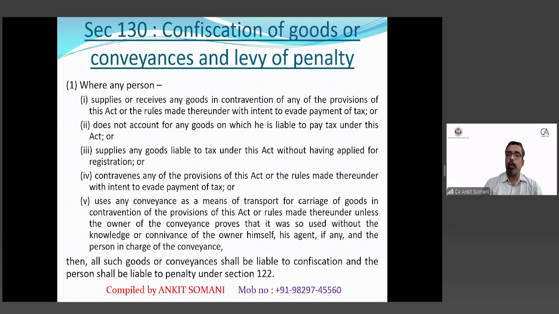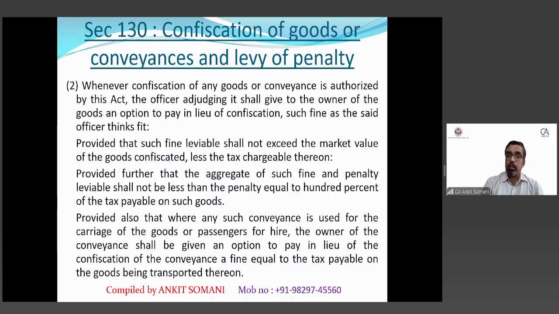Sub-section 2 deals with a case where, whenever confiscation of any goods or conveyance is authorized by this Act, the officer adjudicating it shall give to the owner of the goods an option to pay in lieu of confiscation such fine as the said officer thinks fit. Such fine leviable shall not exceed the market value of the goods confiscated, up to 100% of the value, less the tax chargeable thereon. Provided further that the aggregate of such fine and penalty leviable shall not be less than the penalty equal to 100% of the tax payable on such goods.